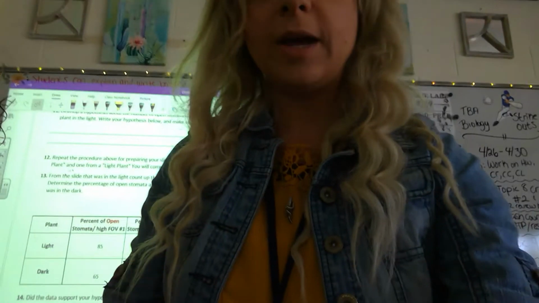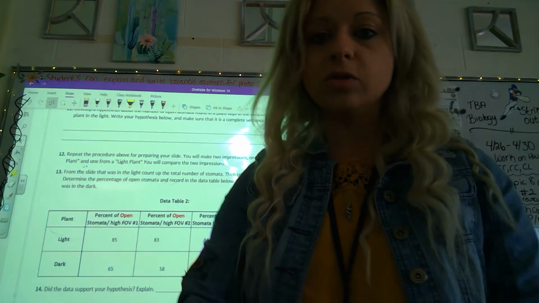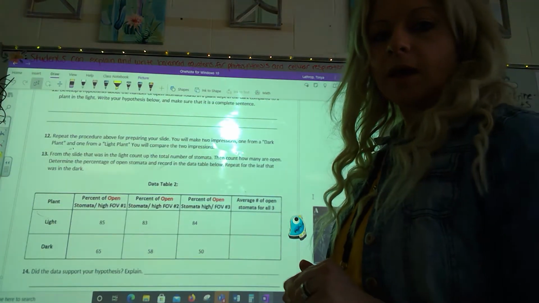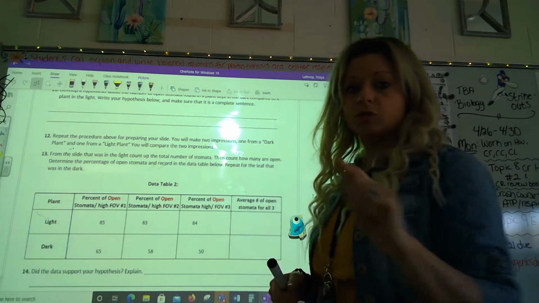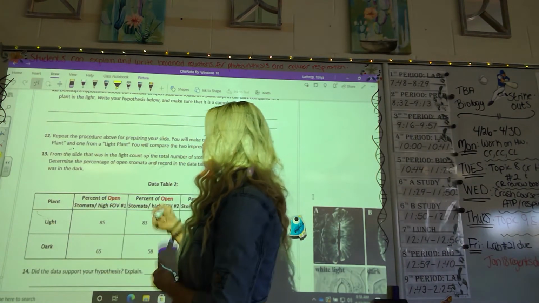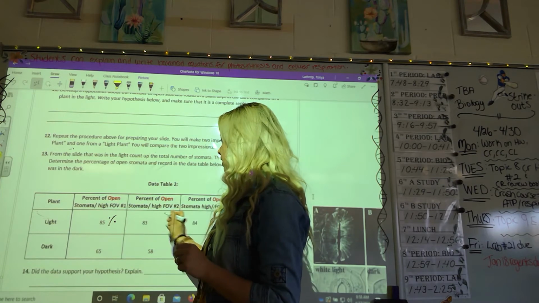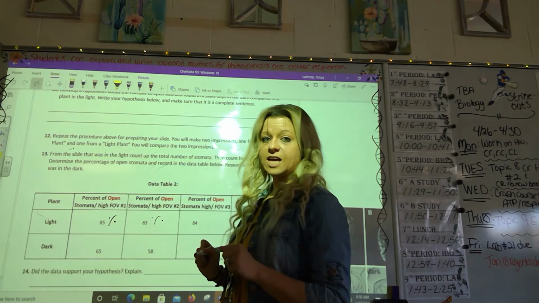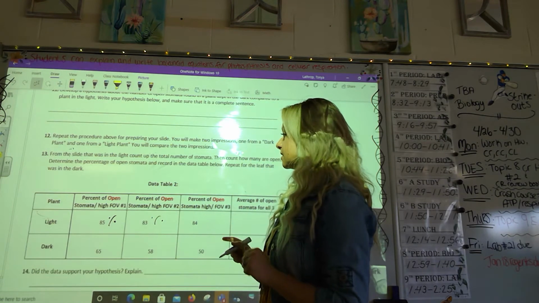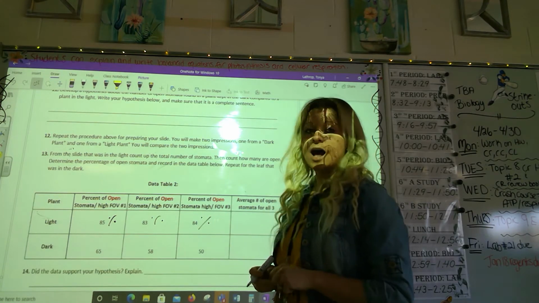And then I could calculate a percentage of how many are open by doing the number of open divided by the total number, and that would give me my percentage. So my numbers for my data table, which you need to be filling in, for light, I got 85%, these are percentages, 85% on my first slide of open, 83% on my second slide of open, and 84% on the light.